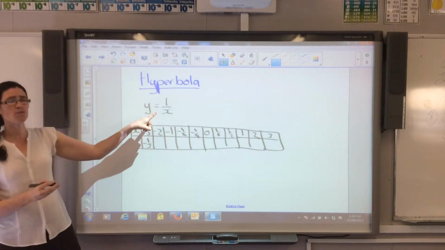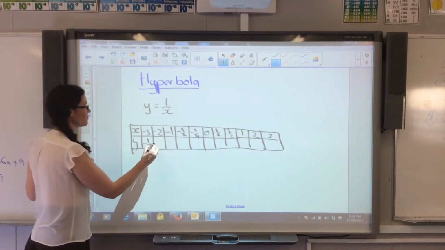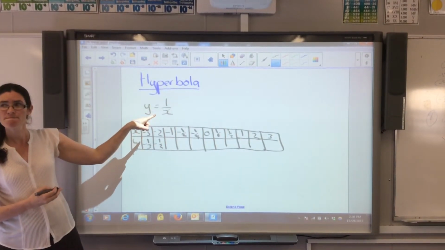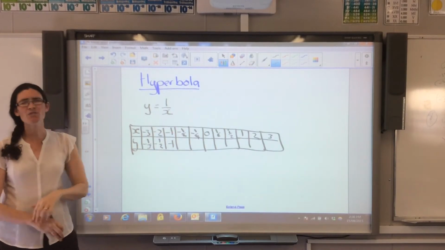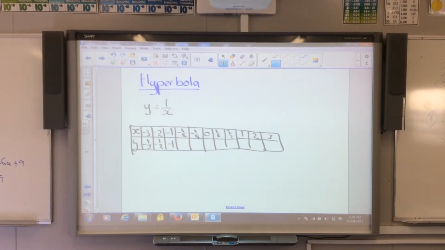If I put negative 2 in here, Charlie? Negative half. Negative 1/2. If I put negative 1 in here? Negative one. Negative 1, well done. What if I put negative 1/2 in there? What's 1 on negative 1/2? You can use your calculator if you want. 1.5. Don't just guess. I don't know how to type that into the calculator.